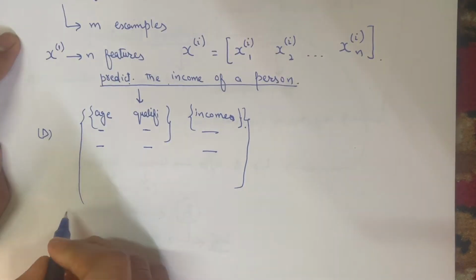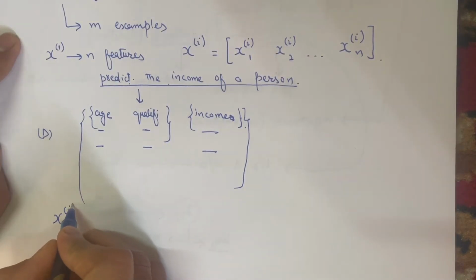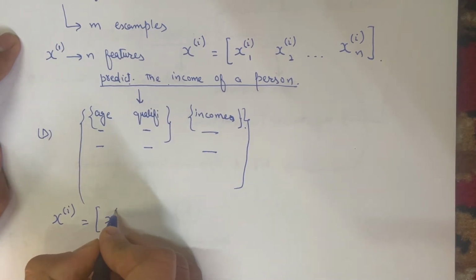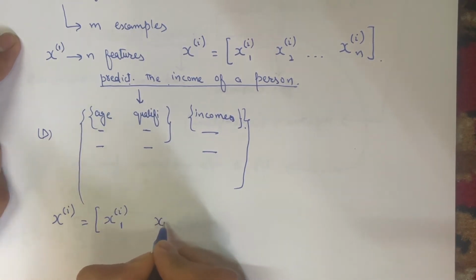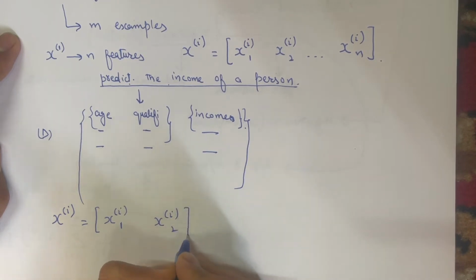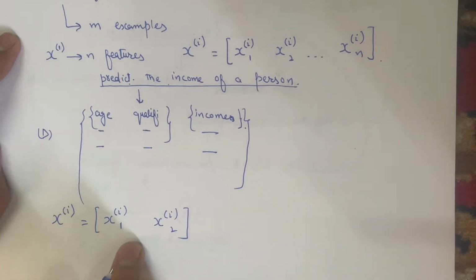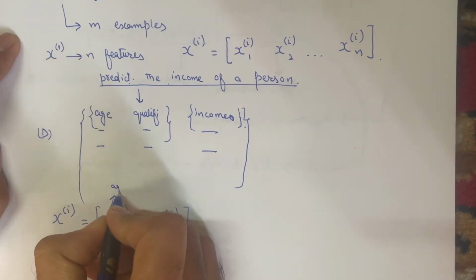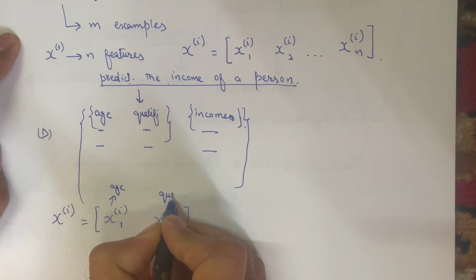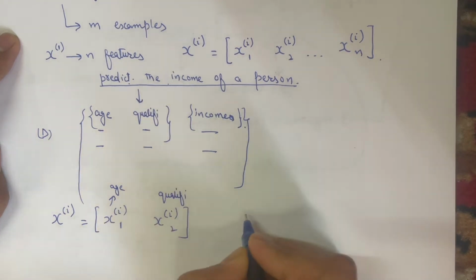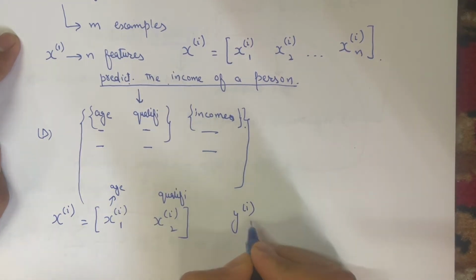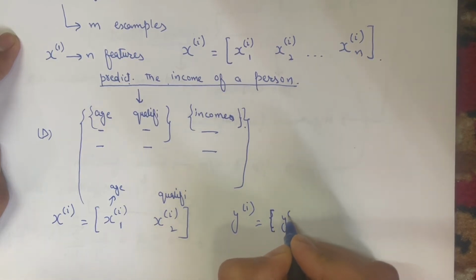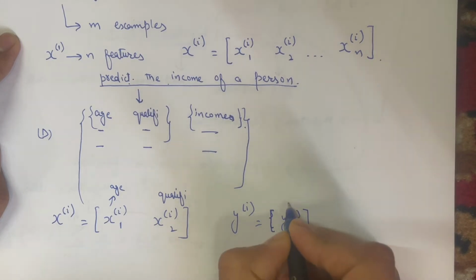And you can also see that for any example the input can be written as xi1, xi2. So there are two inputs, xi1 and xi2. This specifies the age and this specifies the qualification. And our output for any example is only one entity, and that is our income.